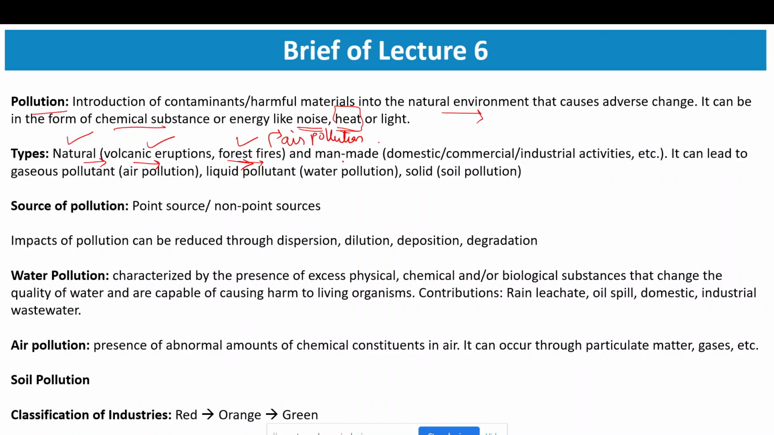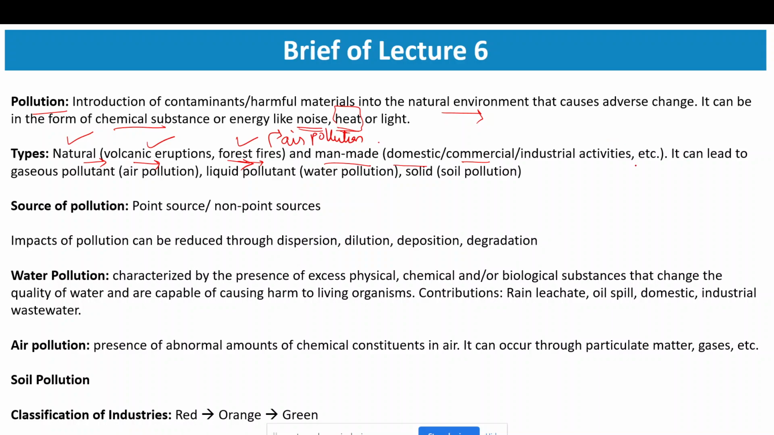Otherwise, if we have human intervention and man-made pollution, then it can be due to domestic or household usage, due to commercial activities, like when we travel from one place to another through any vehicle, like public transport, trains, flights, and so on, and obviously the industries. So all this comes into the picture of human intervention.